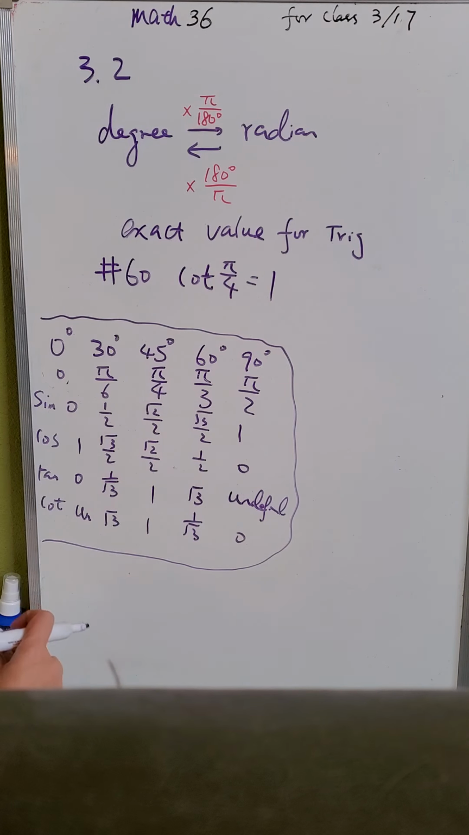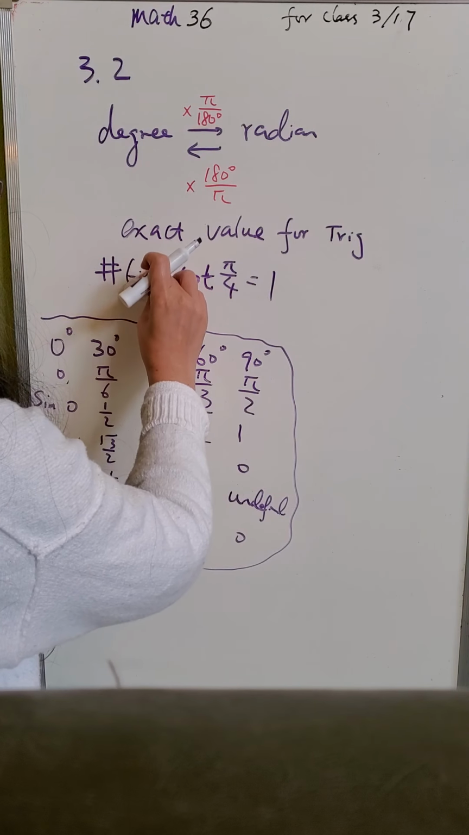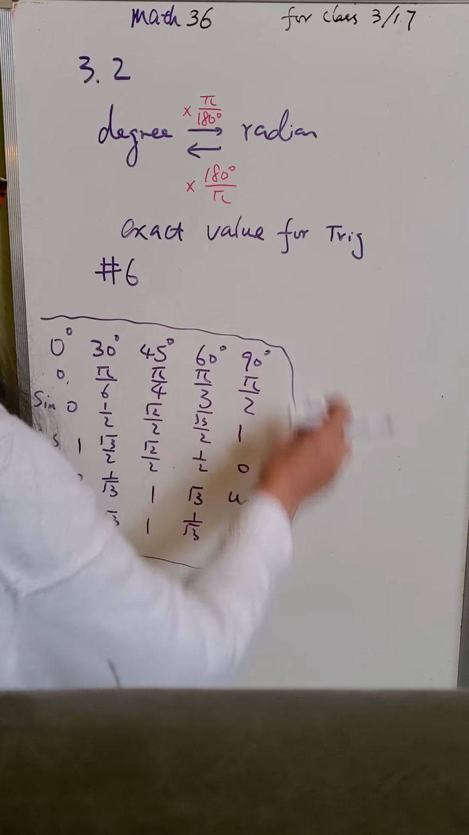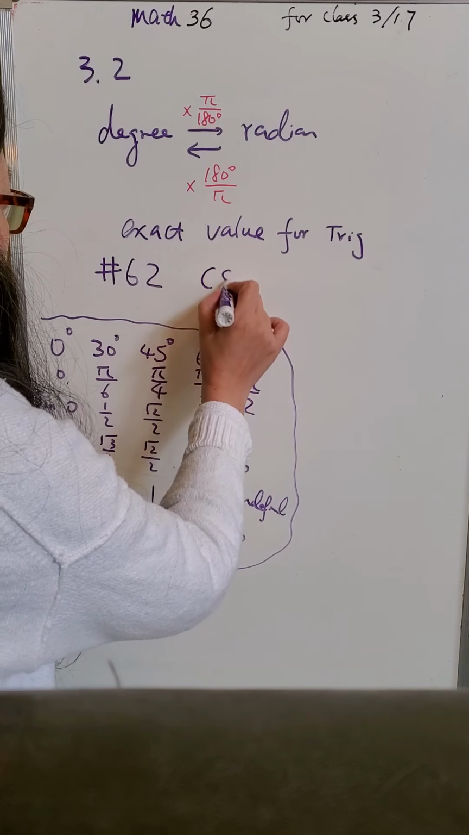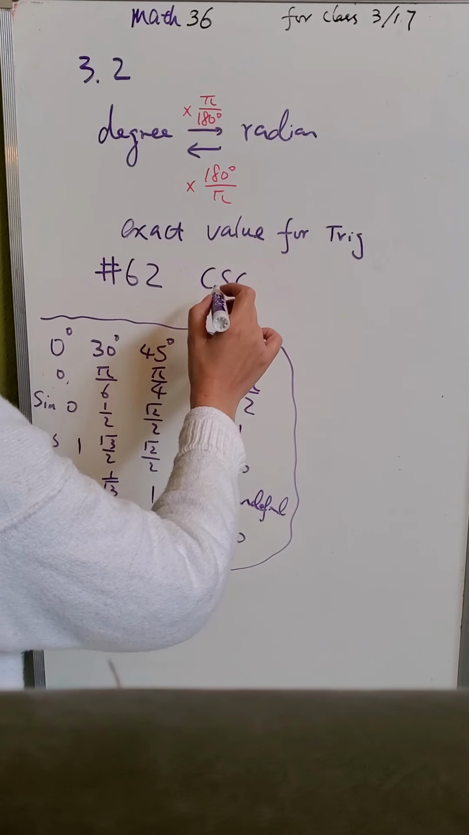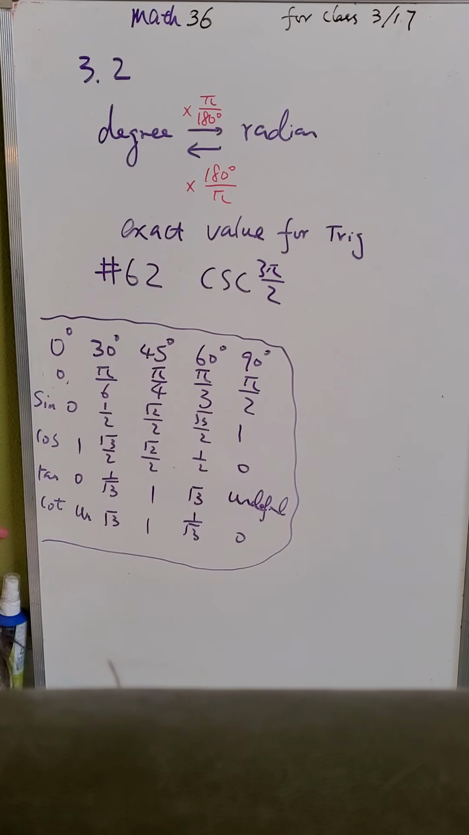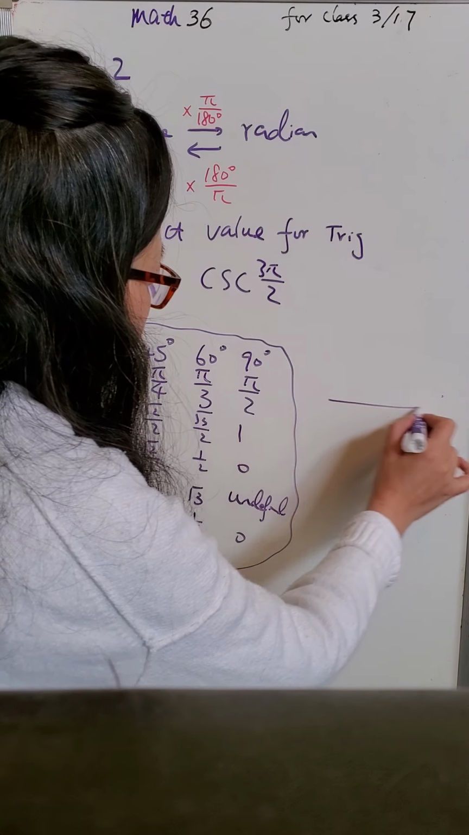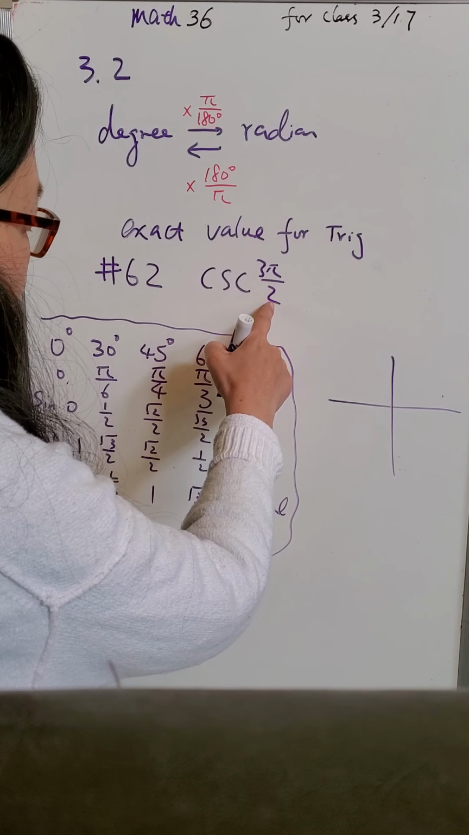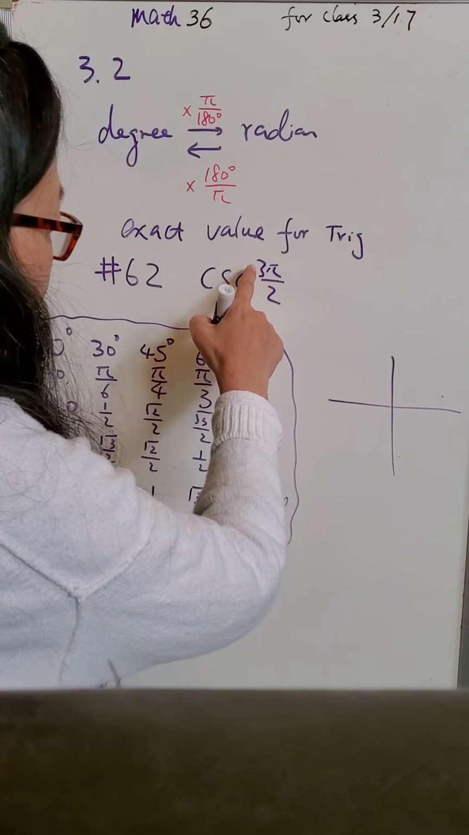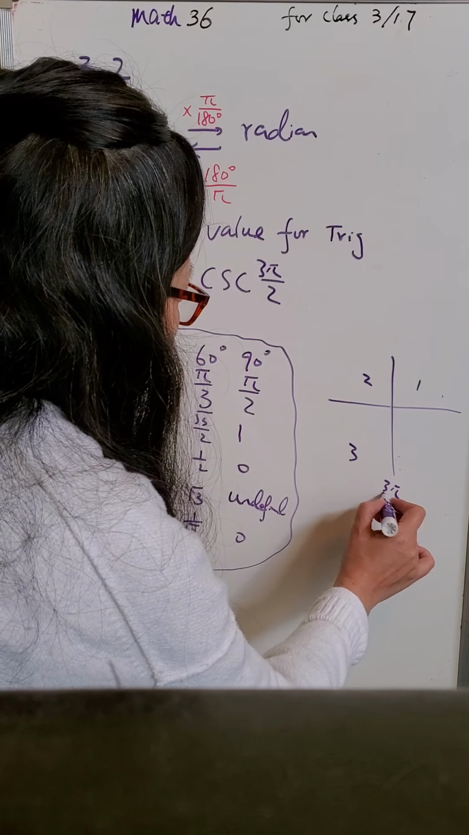The last one will be number 16(2). Sorry, I had to erase it so I have enough room. We have cosecant of 3 pi over 2. We do the same thing: break this into 2 parts. 2 means you break into 2 parts, and you take 3 of them: 1, 2, 3. So this is 3 pi over 2.